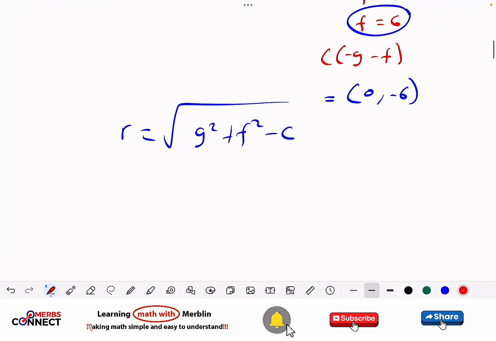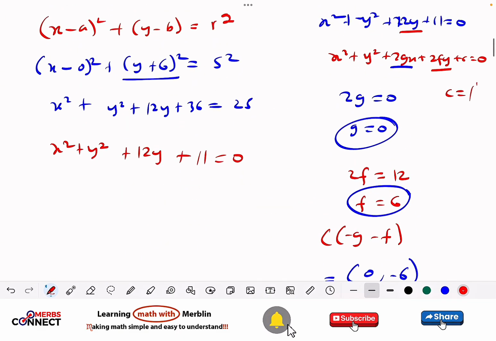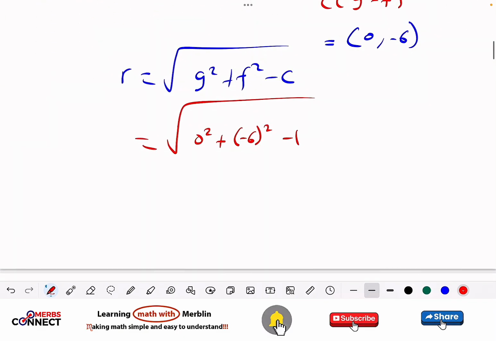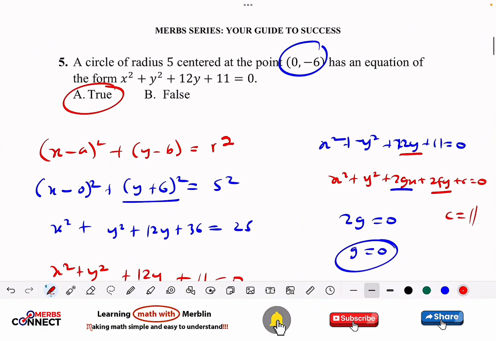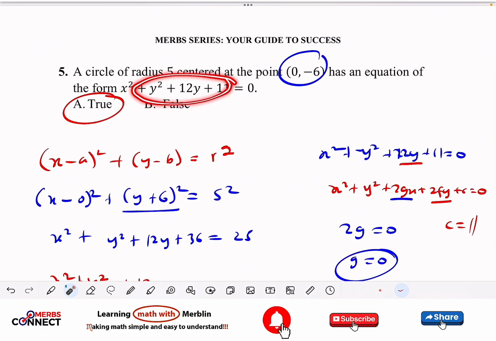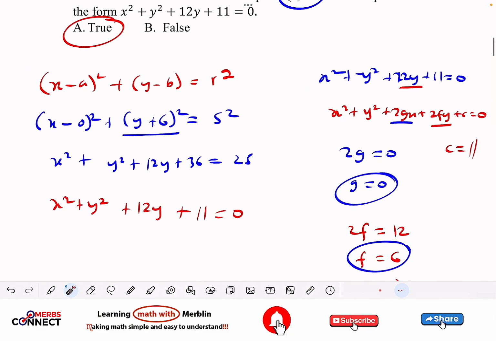So let's do square root of 0 squared plus minus 6 squared, minus 11. So this will be 36 minus 11. What is 36 minus 11? It should be 25, and square root of 25 is 5. So telling us that indeed this is the equation of this circle, which has a radius of this and center of this. So this is true. So any of them works out.